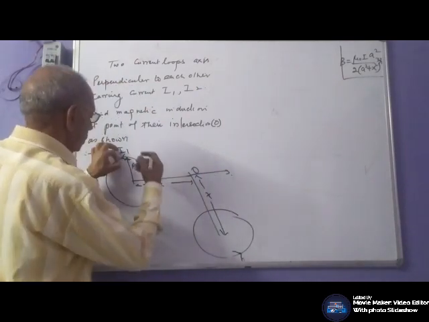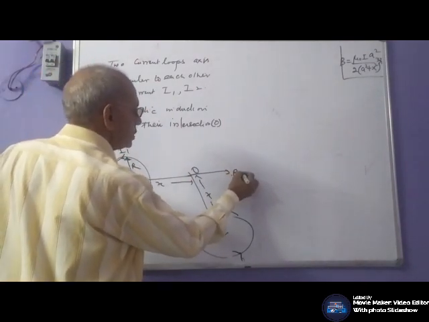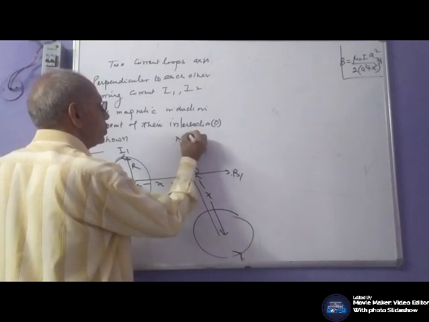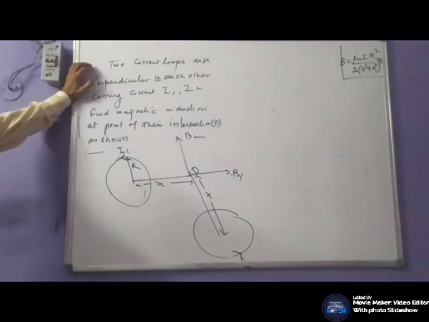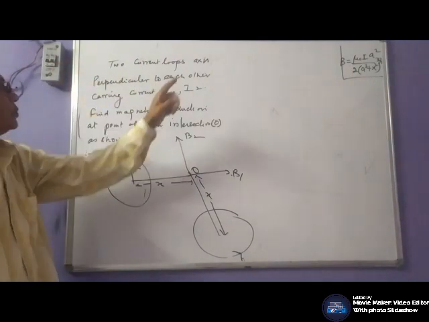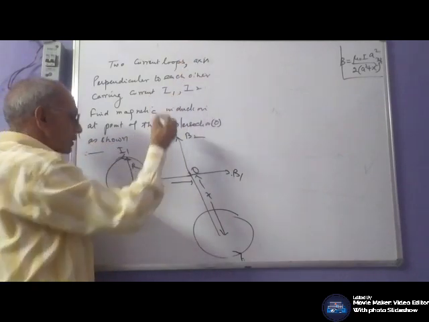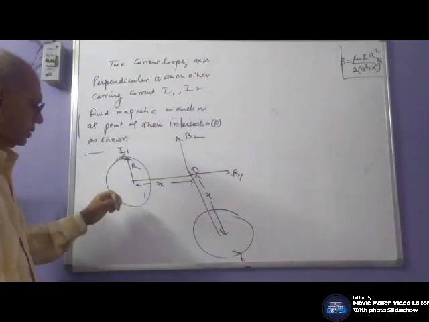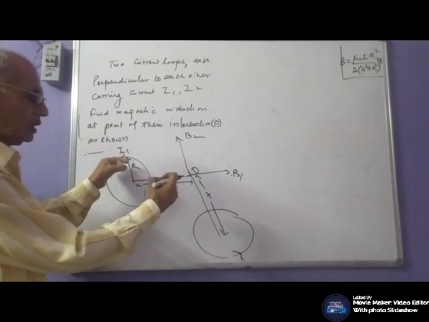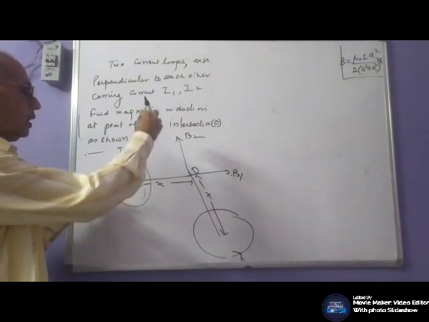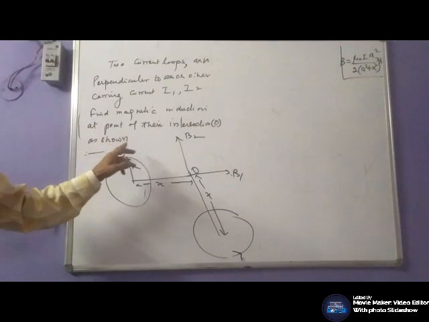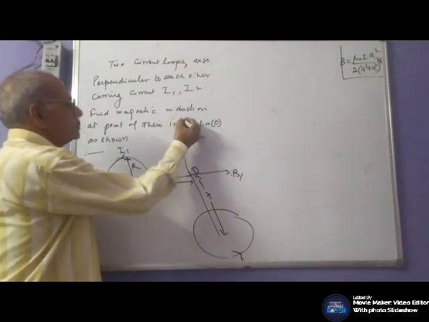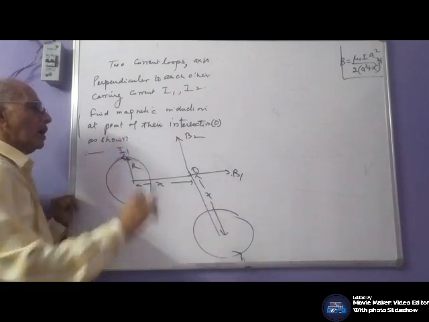Due to this, we applied the rule again. This is B1 and this is B2. Two current loops, axes perpendicular. This is one axis, and this is the other axis, perpendicular, carrying current I1, I2. Find magnetic induction at the point of their intersection, O.